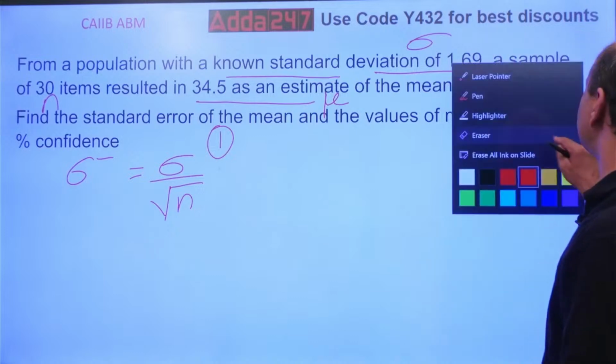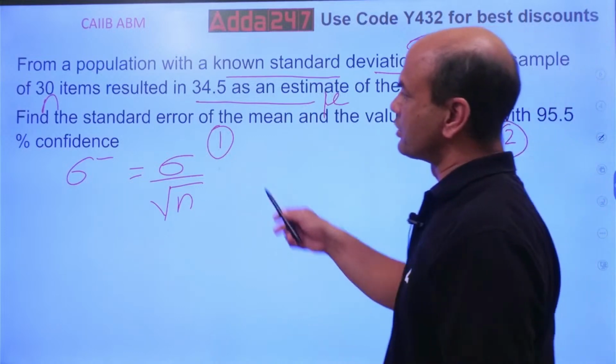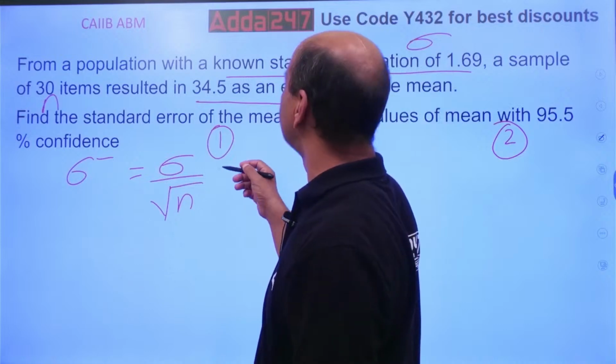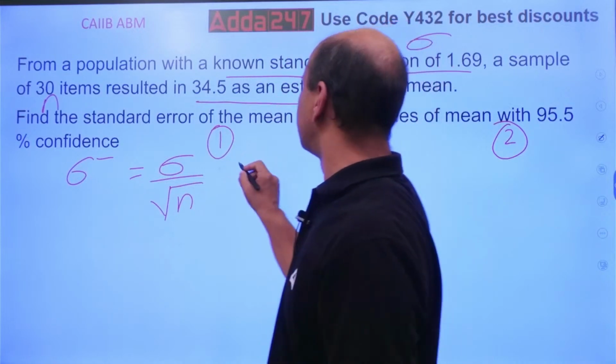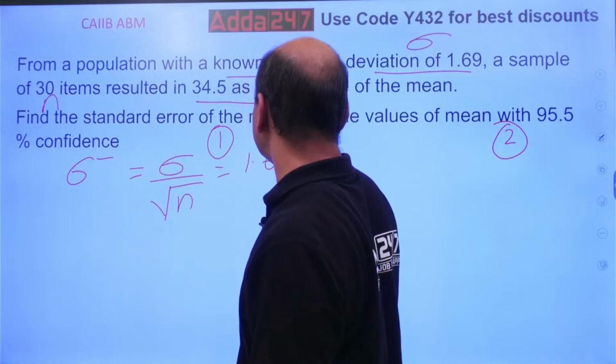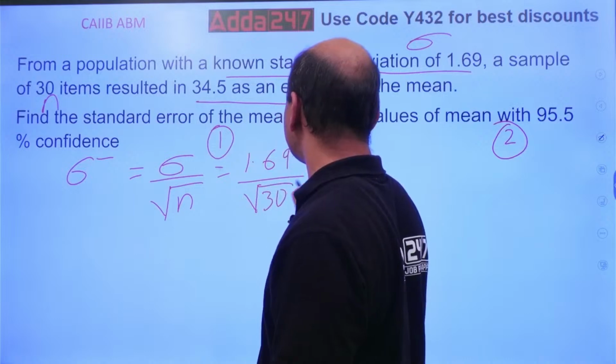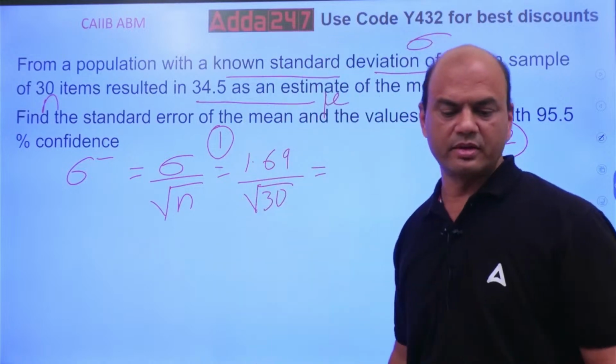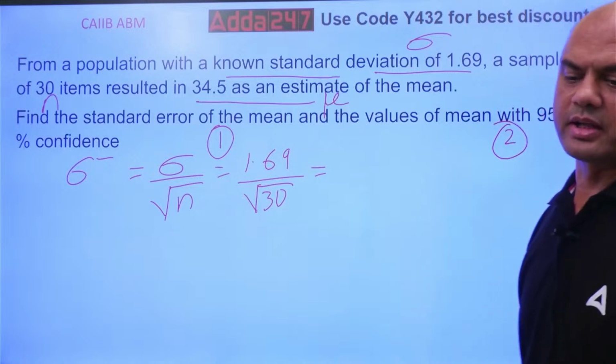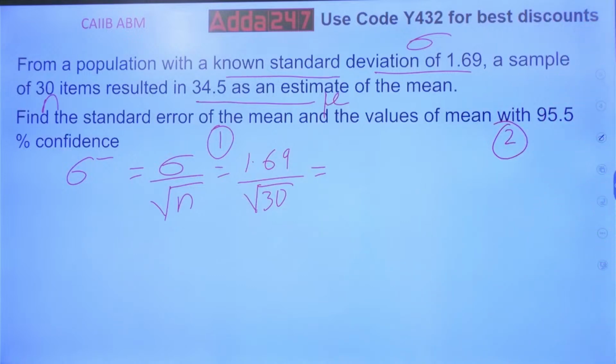So now this is quite simple. Sigma upon root of n. What is sigma? What did we take just now? 1.69. So 1.69 divided by root of n, root of 30. Everyone try this. First find out the square root of 30.